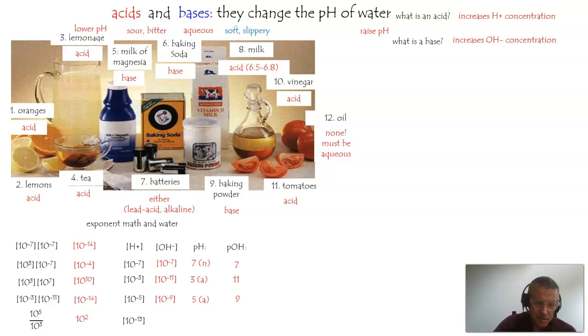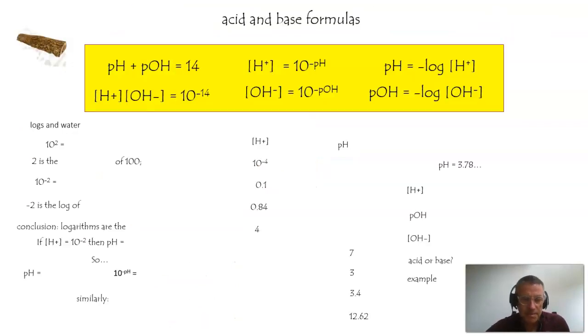Here's another one. I think that's a basic solution, right? The H plus concentration is only 10 to the minus 13th. That's a pH of 13. That's above 7, so that would be a base. It would turn litmus paper blue, and it has a pOH of 1. So that's a little bit about how we do the math.